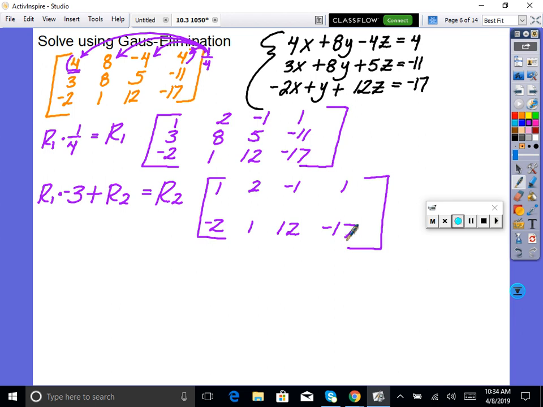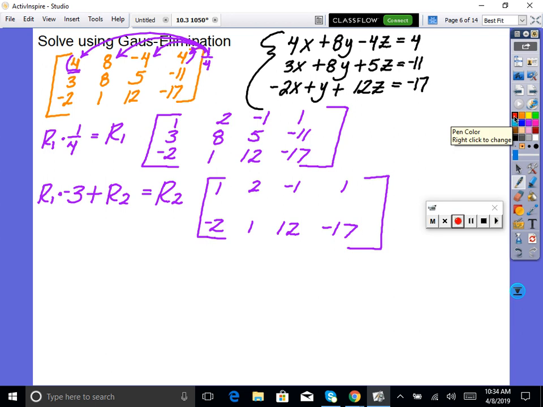Okay, yes, exactly. It's like R2 equals row 1 times negative 3 plus row 2. It's kind of just like a formula. Yeah, good point. It's just a formula to get a nice new row with the 0 where we want it to.